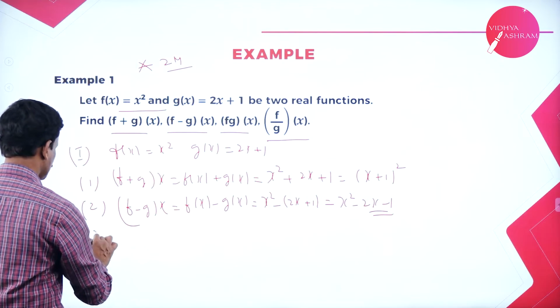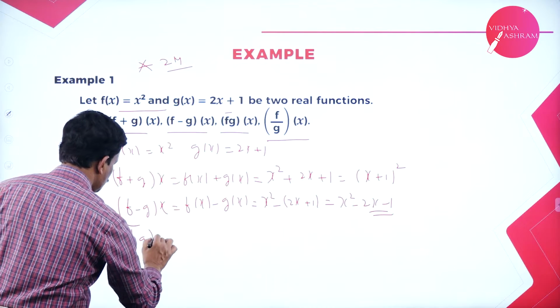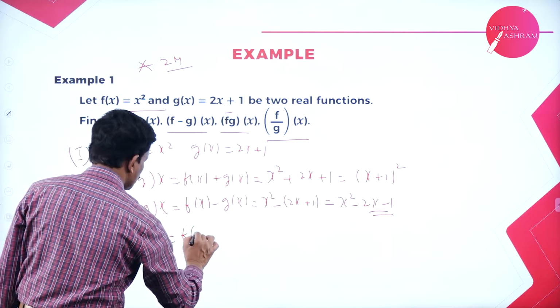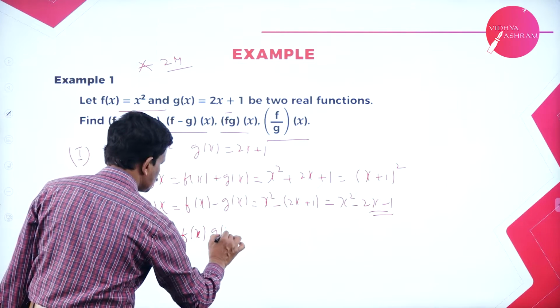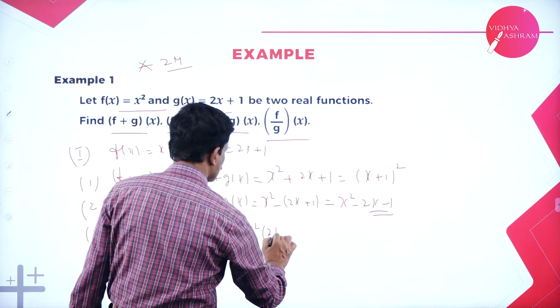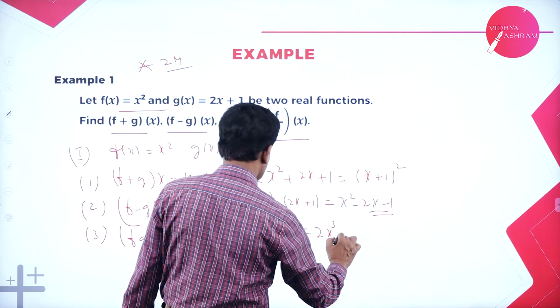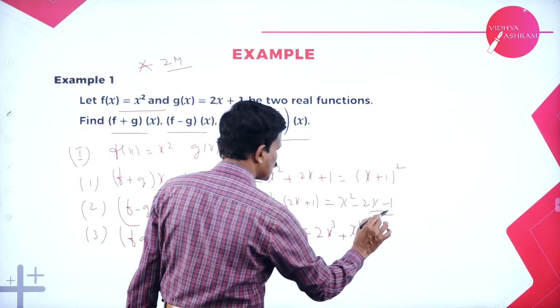Now the third one. What is the third one? (fg)(x), the multiplication. This is nothing but f(x) into g(x). What is f(x)? x square. What is g(x)? 2x plus 1, multiplied. x square into 2x is 2x cube, plus x square into 1 is x square.